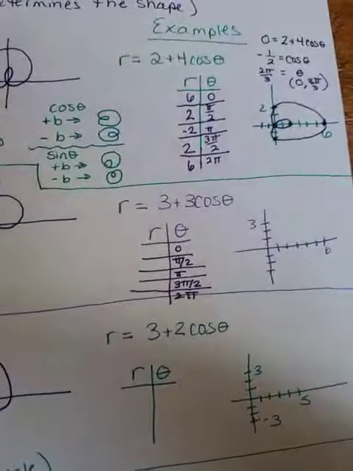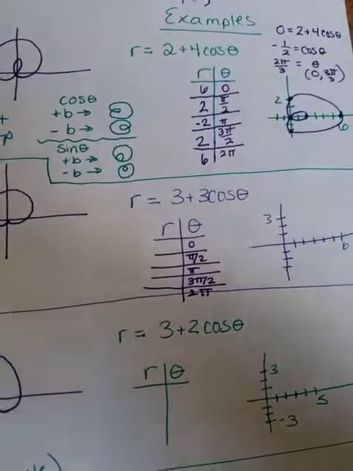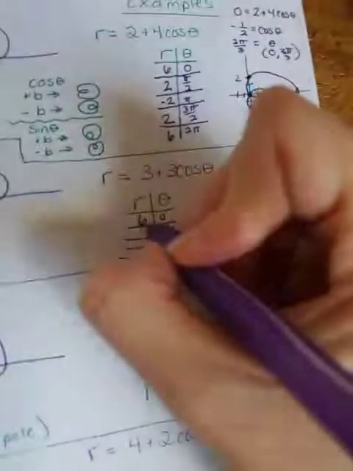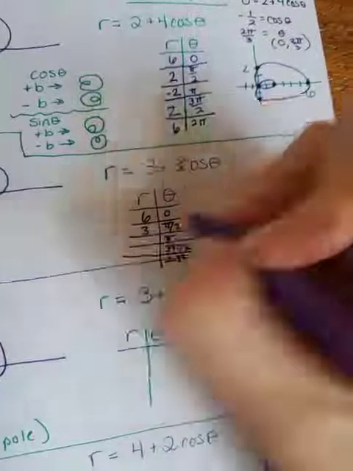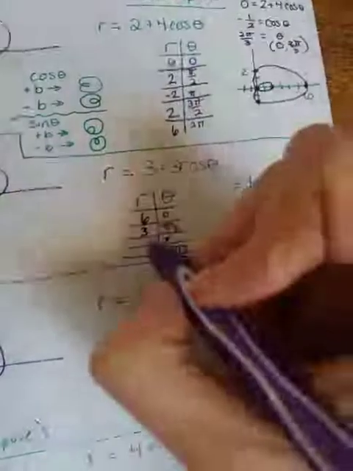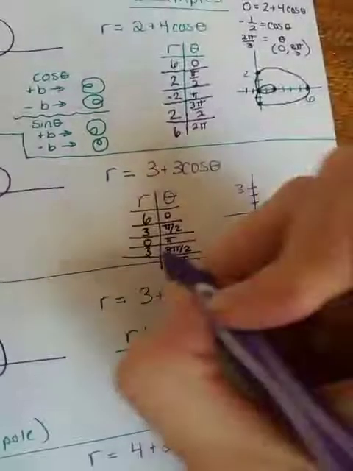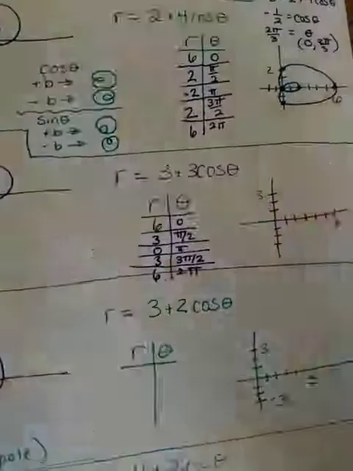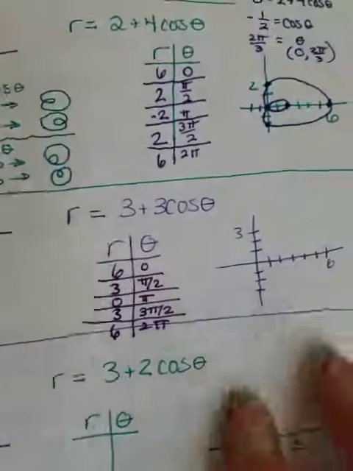Okay, so when I put 0 into your equation there, you are going to get 6, 3 plus 3. Pi over 2 is just going to give you 3. Pi is going to give you 0. 3 pi over 2 will give you 3. And 2 pi will give you 6. So again, you are welcome to check those numbers. I'm trying to make this go a little bit faster here.